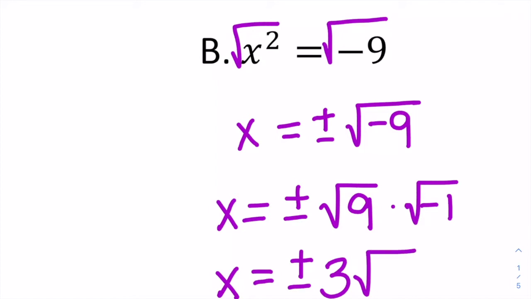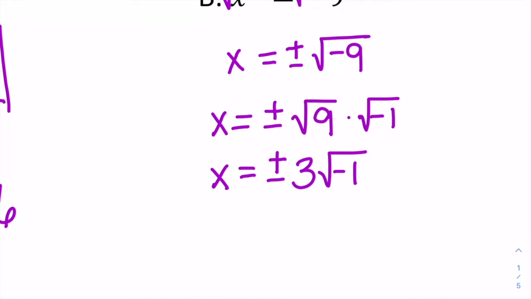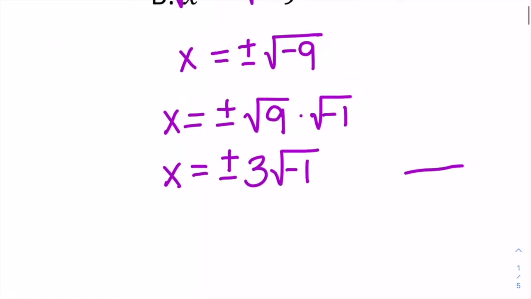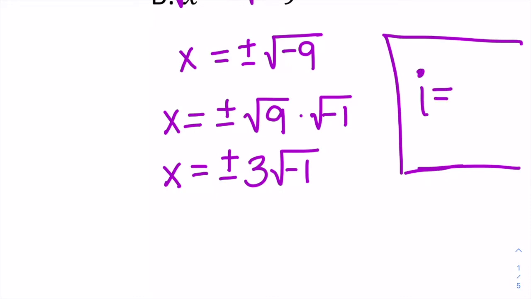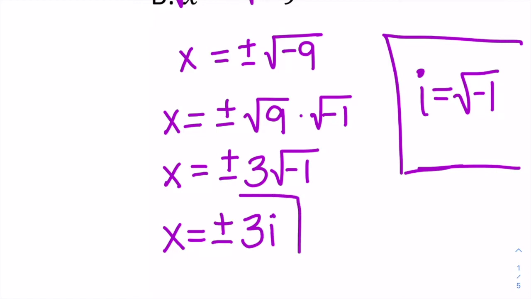And I'm going to leave this -1 because the only way we can replace that is by using an imaginary number. So I'm going to put this in the box over here, i is going to equal the square root of -1. So that's going to be the definition of i. So when I replace square root of -1 with i, the imaginary roots would be plus or minus 3i.